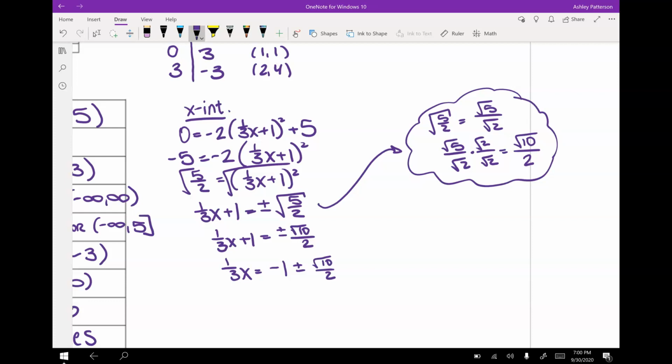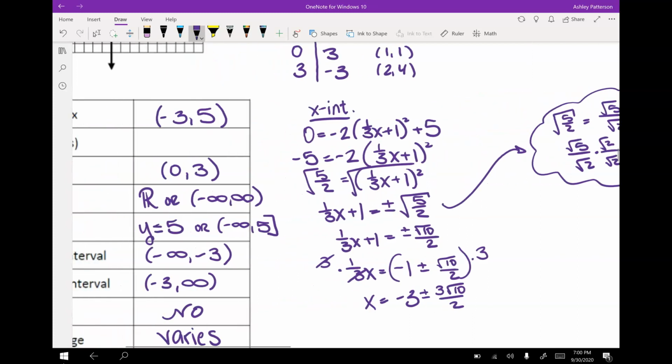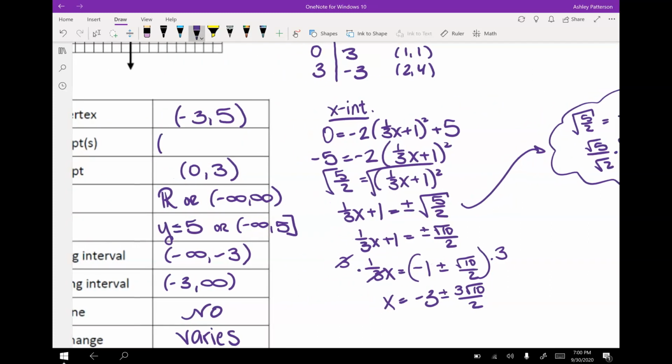And in order to get x by itself, we have to multiply by the reciprocal. So I'm going to multiply both sides by 3, and I get x is equal to negative 3 plus and minus 3 root 10 over 2, distributing that 3. Good stuff. And of course we're not done, because we have to write it as a coordinate. You again are more than welcome to write 2 separate coordinates, plus and then minus, or you can write it as one. Excellent job.